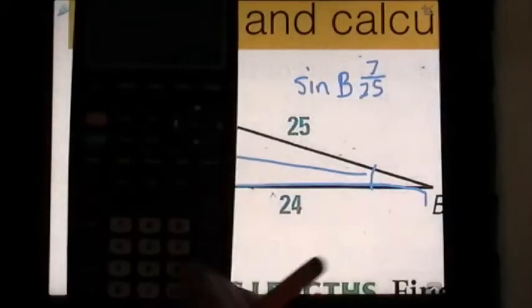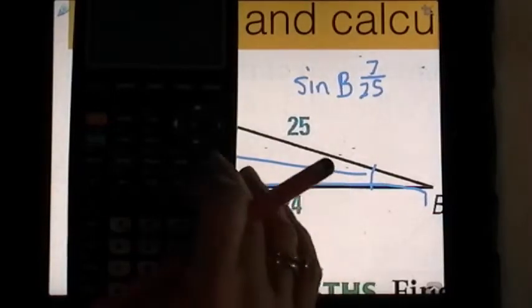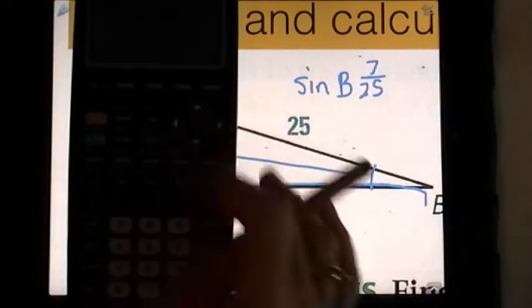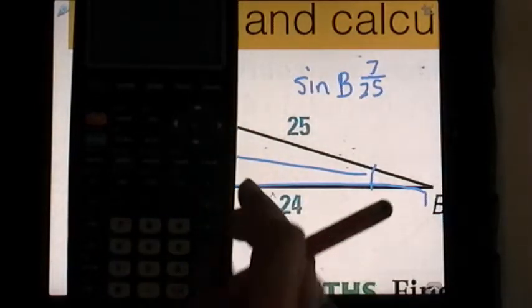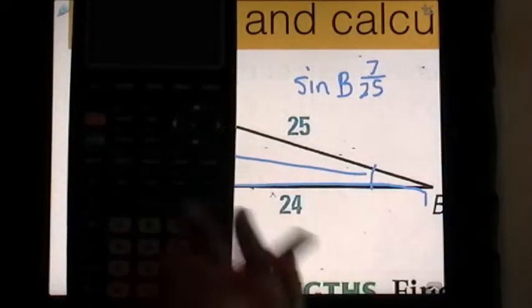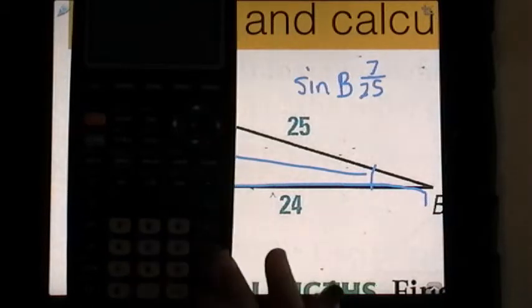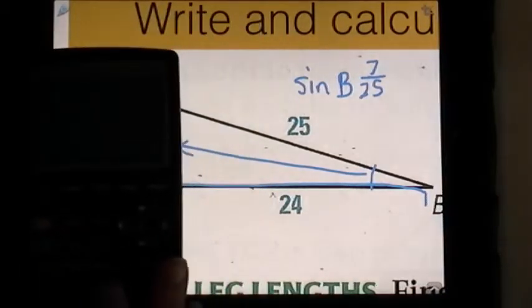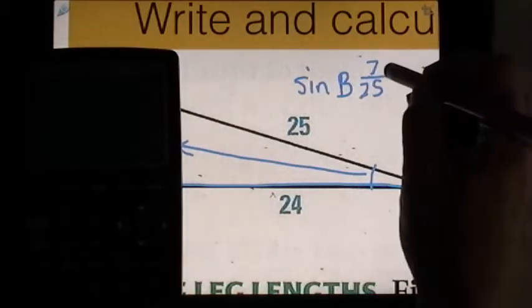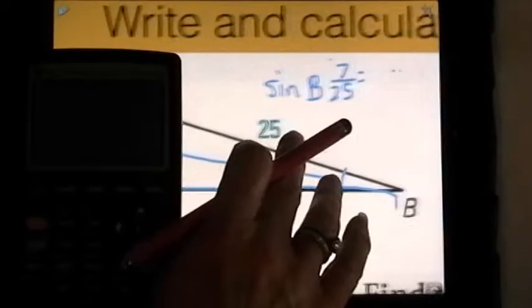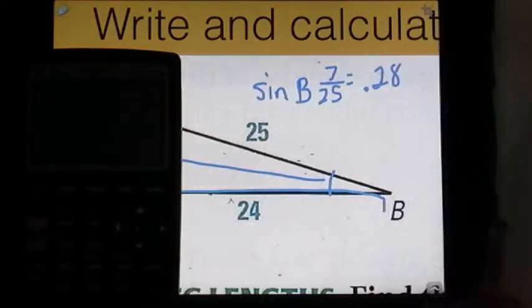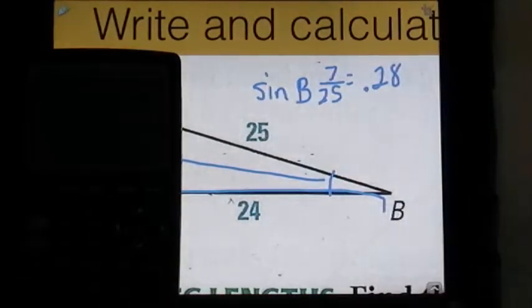To calculate it, use your calculator and just take the fraction that you have and divide it. 7 divided by 25 equals 0.28. Okay, normally we take these ratios out to the 4th decimal place, but in this case we only have 2, so we can put 0.28 or 0.2800.